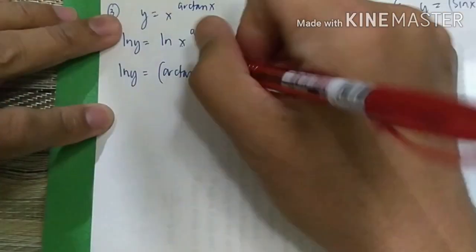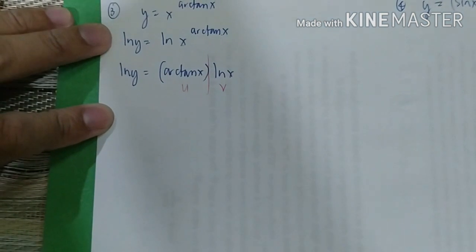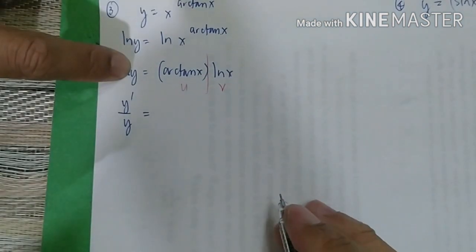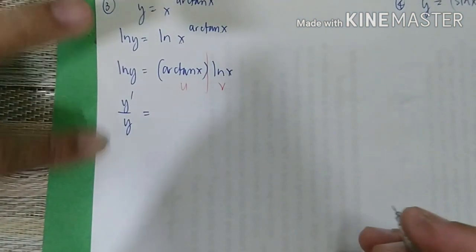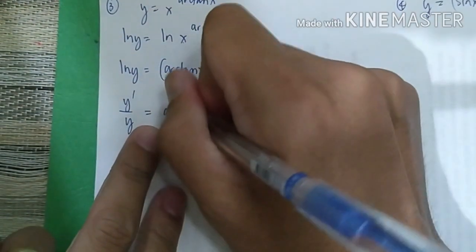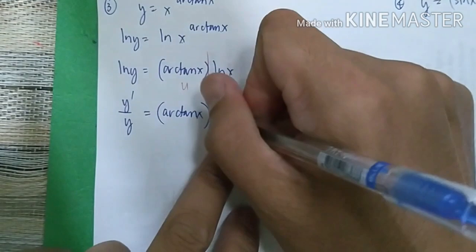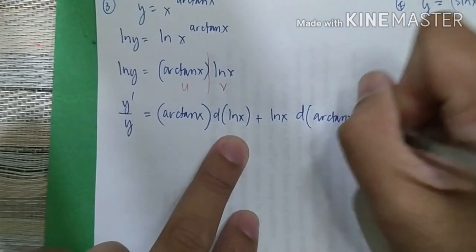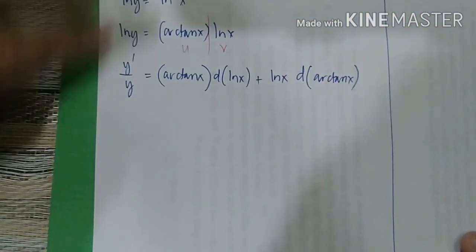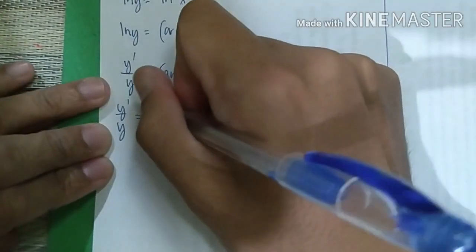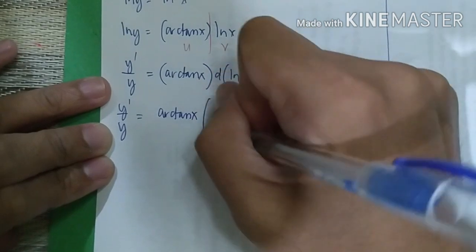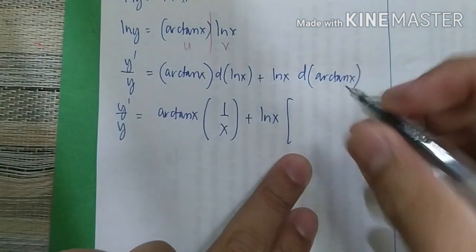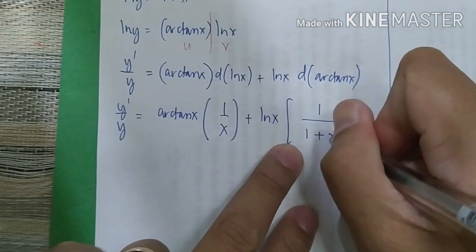So, meron na ulit tayong u, meron na naman tayong v. So, u dv plus v du ulit. So, your y prime over y here, because the derivative of y is y prime over y. So, diretso ko na ha, kasi kanina pa ganon. So, this is arctangent of x times the derivative of ln of x plus ln of x times the derivative of arctangent of x. So, your y prime over y here is equal to arctangent of x. The derivative of ln of x is 1 over x, plus ln of x times the derivative of arctangent of x, which is the derivative of x over 1 plus x raised to the second power.